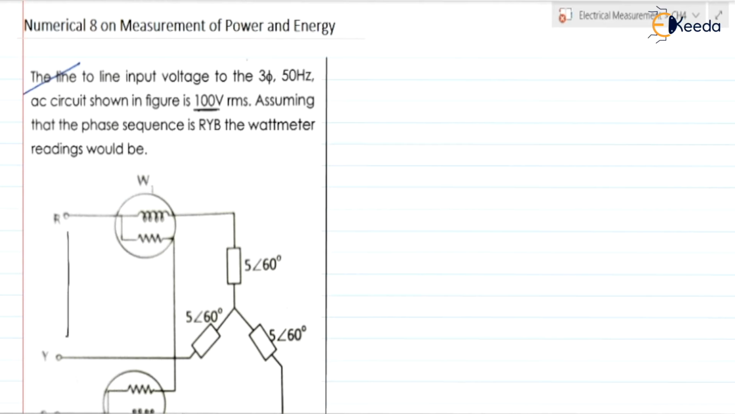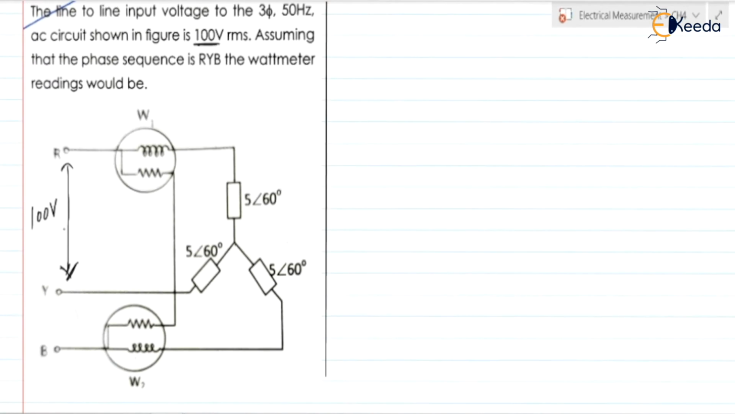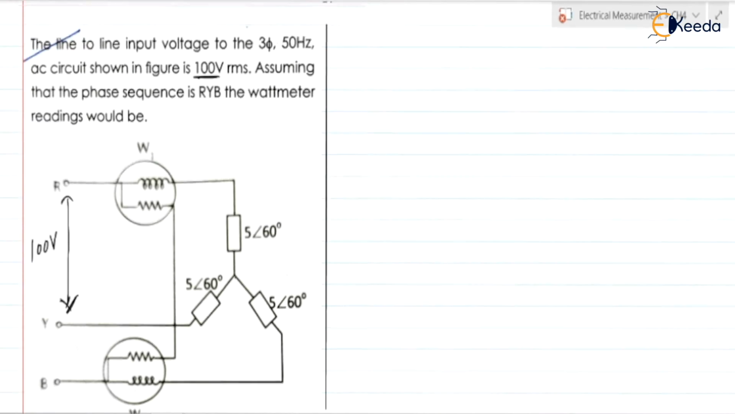So this is the line voltage. It is 100 volt, right? Magnitude is 100 volt. Next, assuming that the phase sequence is RYB, the wattmeter readings would be, okay. So here line voltage is 100 volt, and it is a three phase power measurement by using the 2 wattmeter method. So W1 and W2 we need to find.